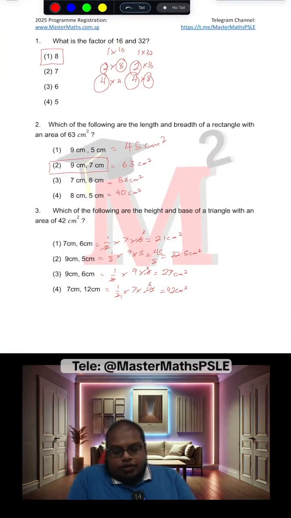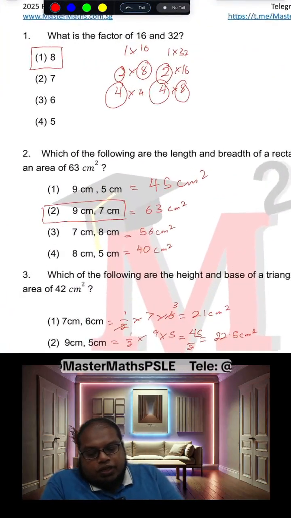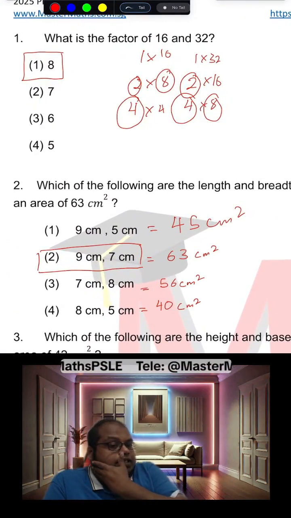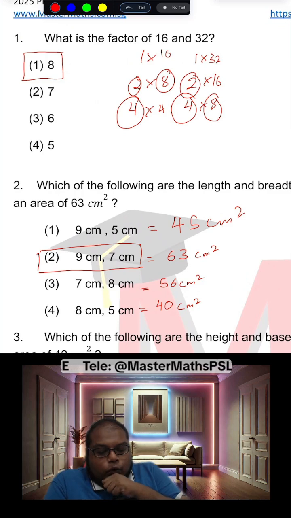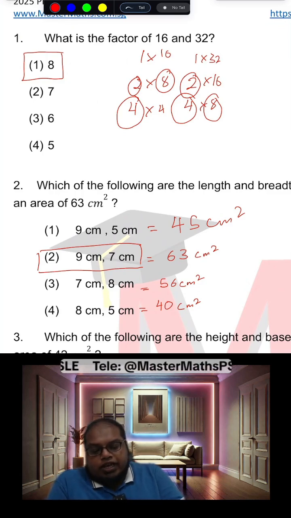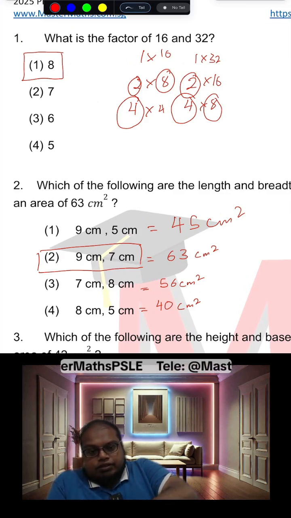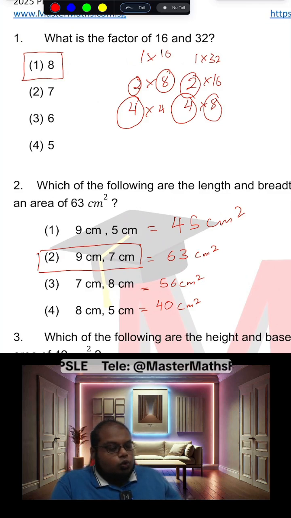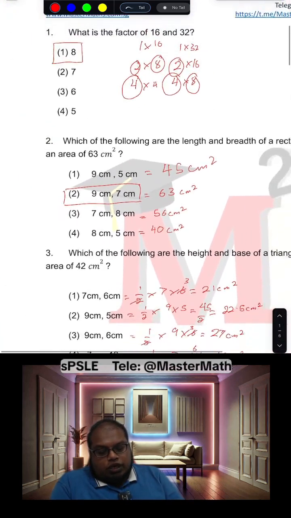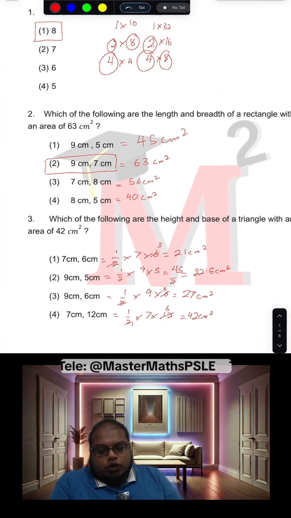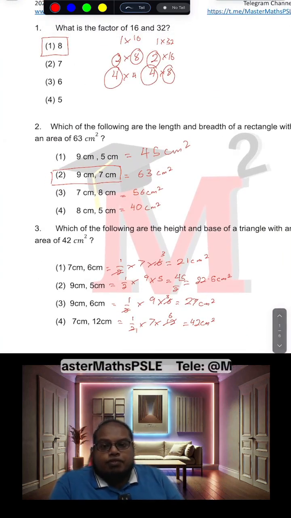Alright, so the first few questions are quite easy, I would say. Factors of 16, I list down the factors, and only 8 is the one that is in both the numbers and also in the option. That's why I selected 8, that's why 8 is the answer, and not 4 or 2, even though 4 and 2 are also common factors of 16 and 32. This next one is also one of the easier questions because we know that 9 times 7 is 63.